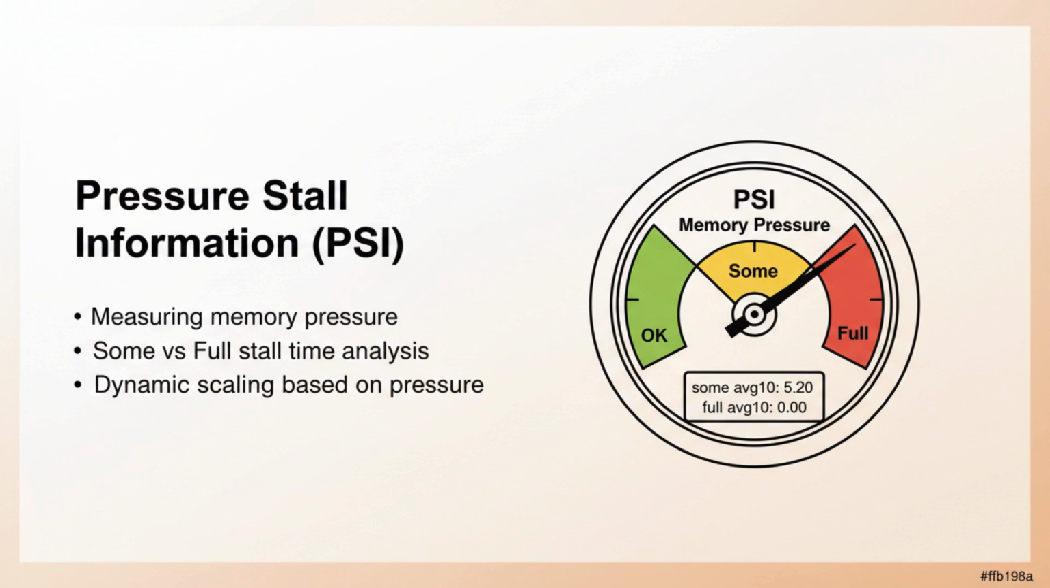Pressure stall information, or PSI, is a revolutionary feature in the modern Linux kernel. It provides a way to quantify exactly how much time your tasks are waiting for memory resources. Instead of just looking at utilization percentages, which can be misleading, PSI gives you some and full stall metrics. Some indicates that some tasks are delayed by memory pressure, while full means all non-idle tasks are blocked. For a senior architect, PSI is the ultimate metric for detecting memory starvation before it triggers an OOM, allowing for dynamic load balancing or autoscaling based on actual resource pressure rather than just raw usage.